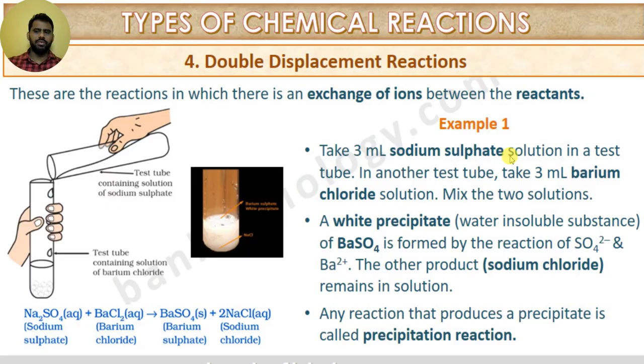So take 3 ml sodium sulfate solution in a test tube. In another test tube, take 3 ml barium chloride solution. Mix the two solutions. White precipitate of BaSO4 is formed by the reaction of SO4 2- and Ba2+. The other product, sodium chloride, remains in the solution.